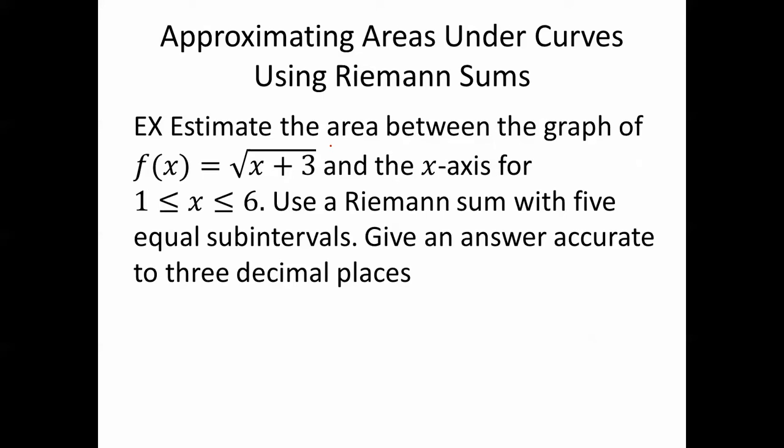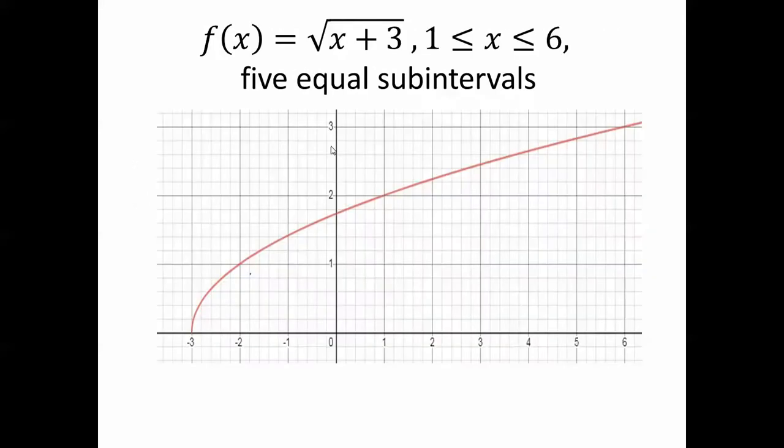Let's do another example. There's no way you're going to get it from just one example. Estimate the area between the graph of f(x) = √(x + 3) and the x-axis for 1 ≤ x ≤ 6. Use a Riemann sum with 5 equal subintervals. Give an answer accurate to 3 decimal places.